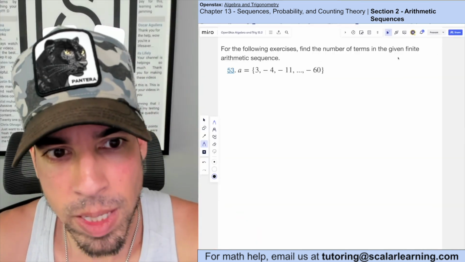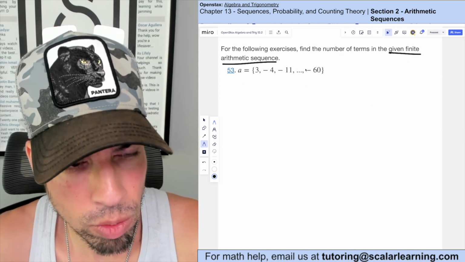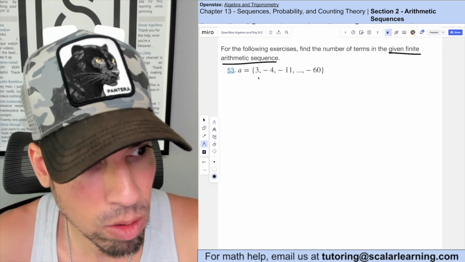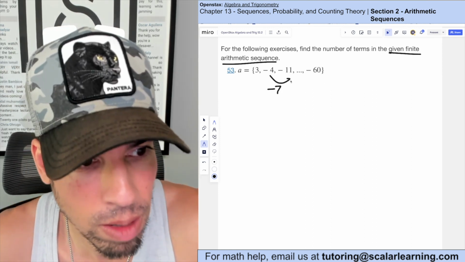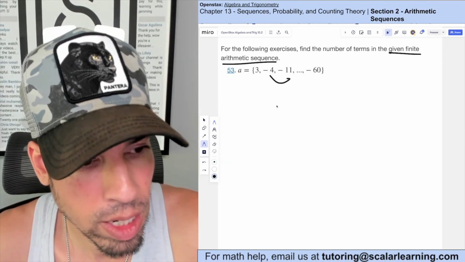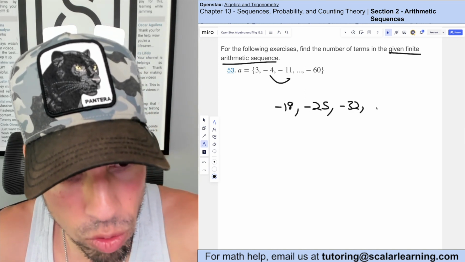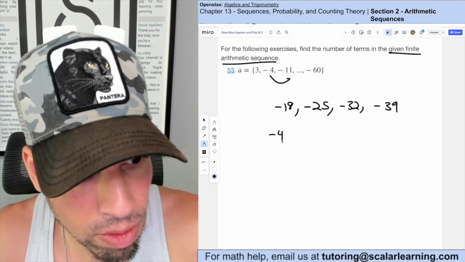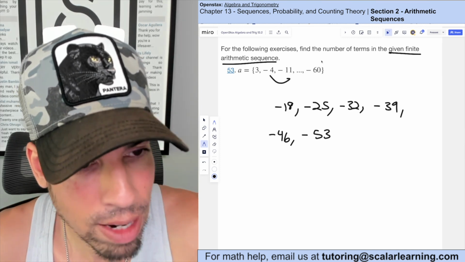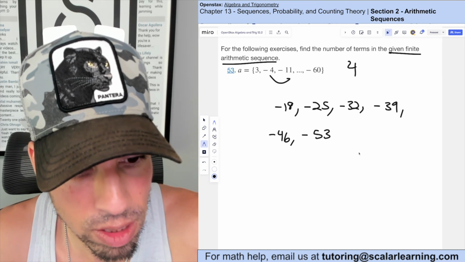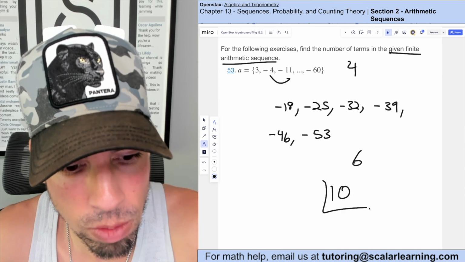Done. So for this one, we're meant to find the number of terms given in the finite arithmetic sequence. So right now we got 1, 2, 3, and 4. We just got to figure out all the values in between. Now, looking at the common difference, it looks like it's going down by 7, or subtracting 7 every time. So let's fill in all the values here. So we'd have negative 18, negative 25, negative 32, negative 39, negative 46, and negative 53, and then we get negative 60. So we got 4 terms plus an additional 6 terms in the middle, which means we've got a finite arithmetic sequence of 10 terms. That's how you do it.